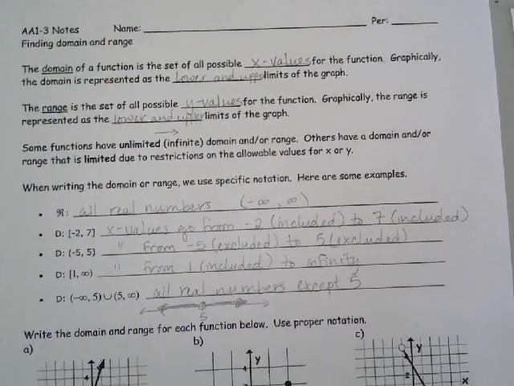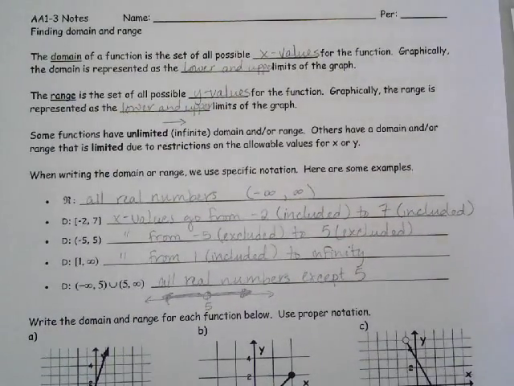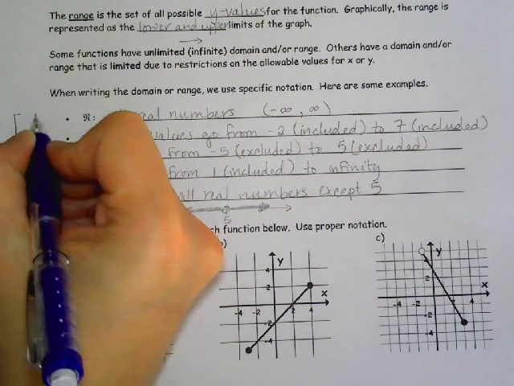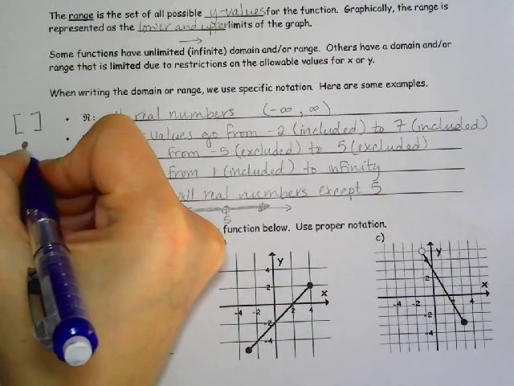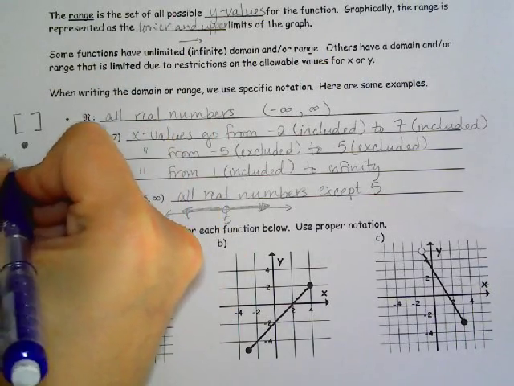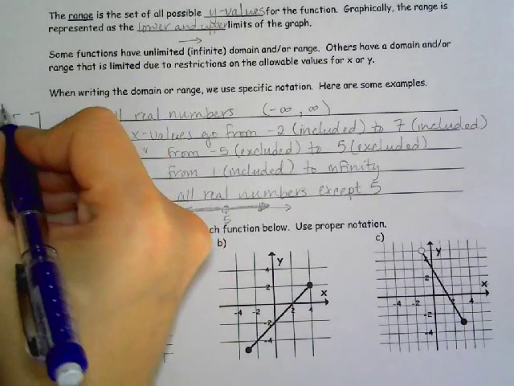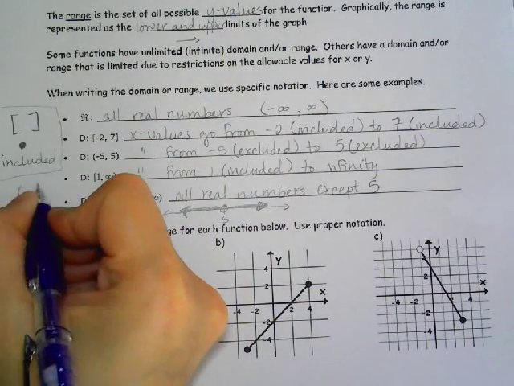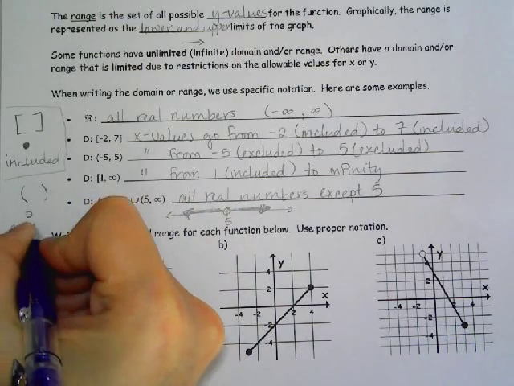So just write this somewhere. I'm going to go ahead and put it off to the side. So brackets and closed circles on a graph or a number line indicate included. If I have parentheses or an open circle on a graph, that would indicate excluded.